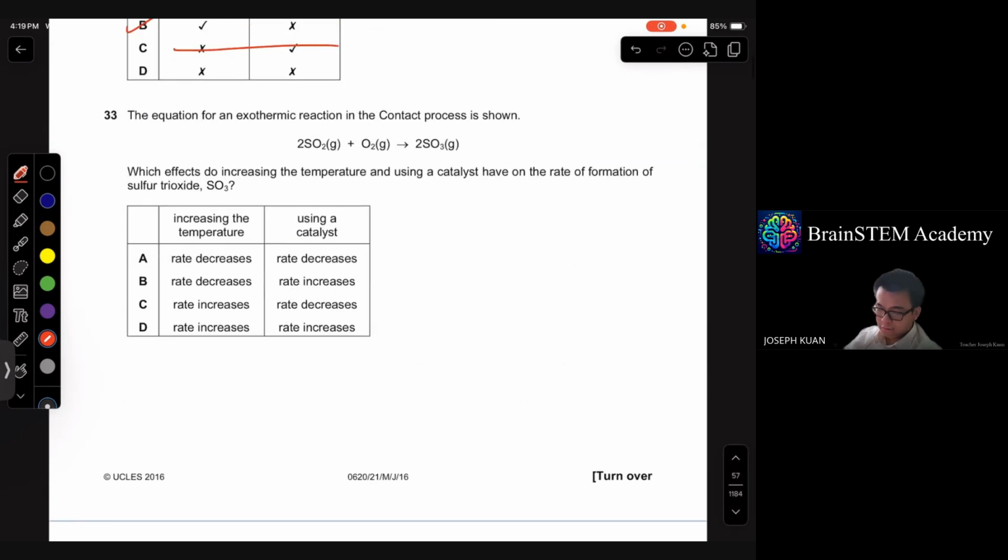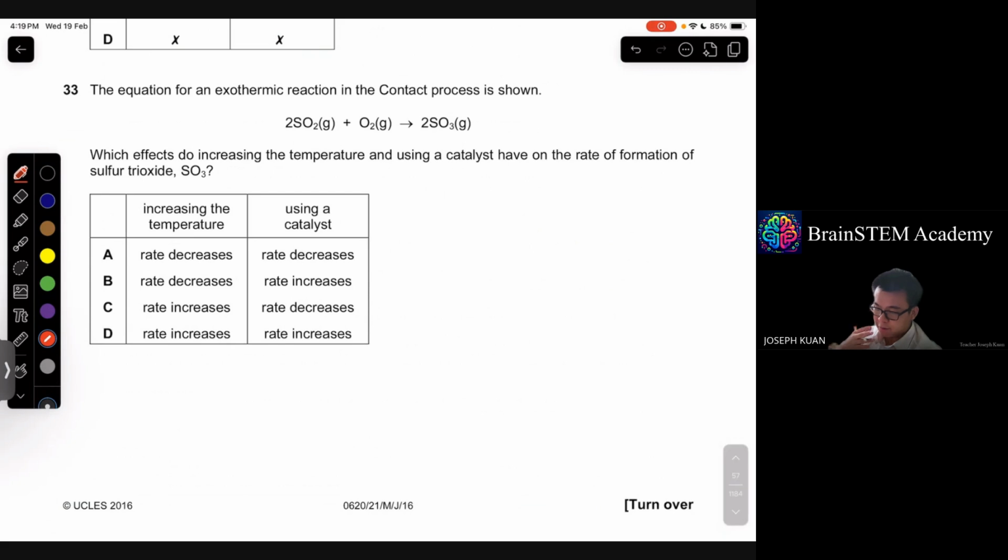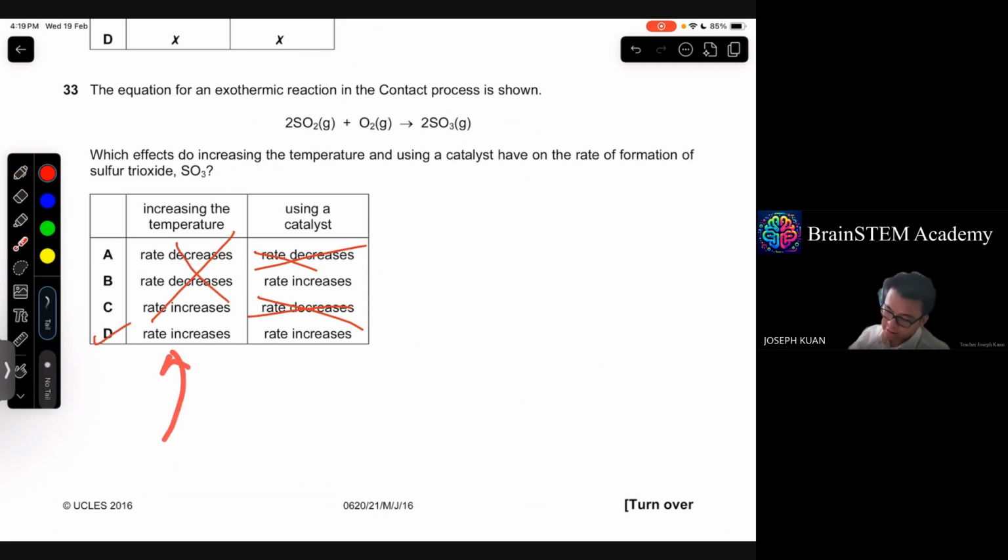Question 33. The equation for an exothermic reaction in the contact process is shown. Which effects do increasing the temperature and using a catalyst have on the rate of formation of sulfur trioxide? Using a catalyst increases the rate of reaction, whereas increasing temperature also increases the rate of reaction. Increasing temperature increases the rate of collision and also the energy of the particles so that they can have more successful collisions, whereas using a catalyst lowers the activation energy, causing the rate to increase.